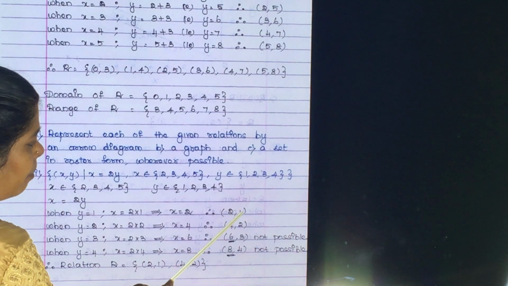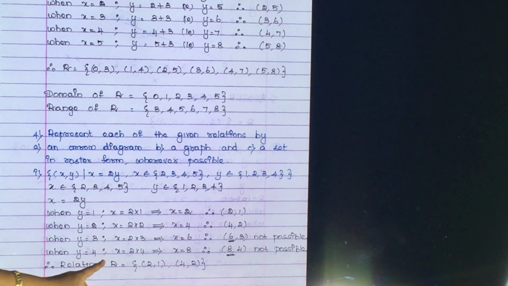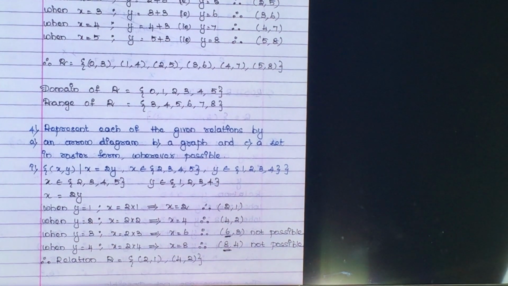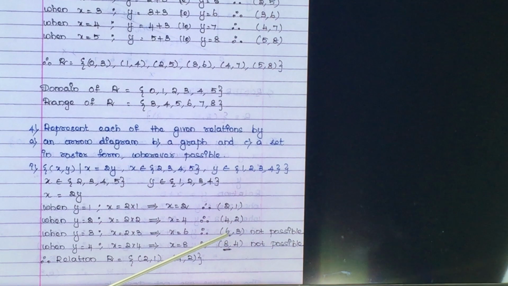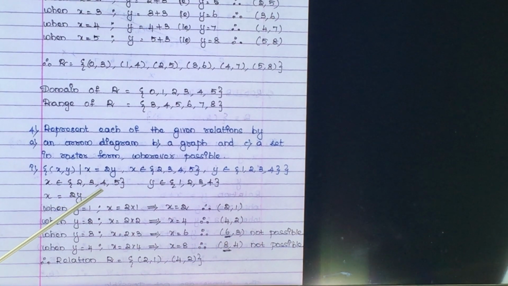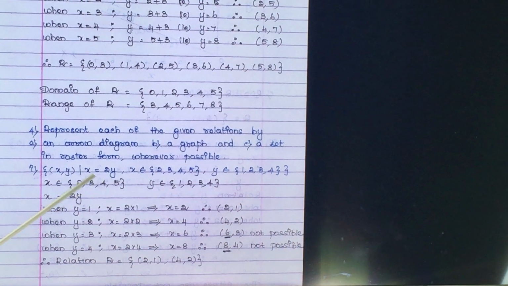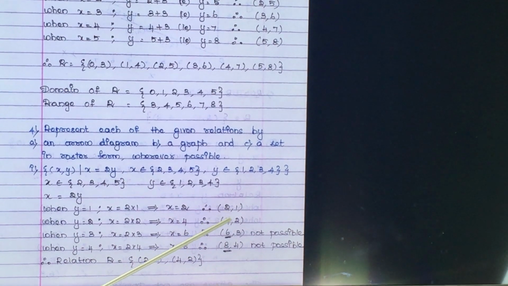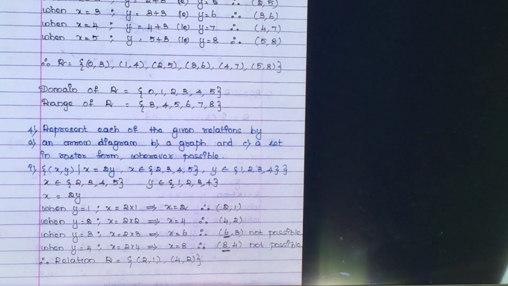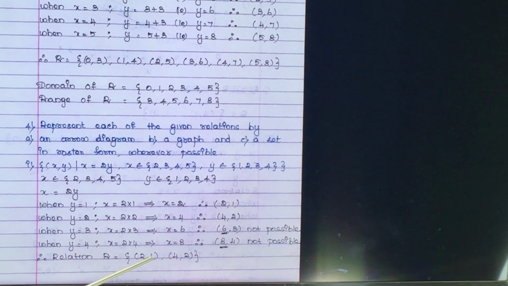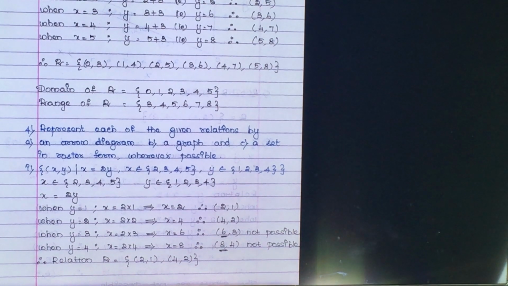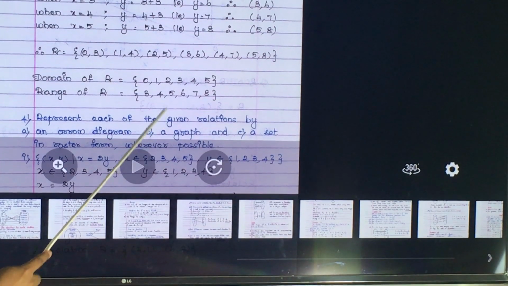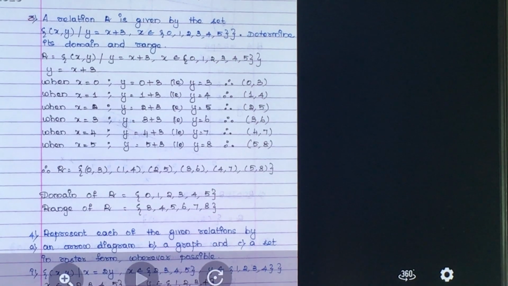What are they? 2 comma 1, 4 comma 2. So the relation R will be 2 comma 1 and 4 comma 2 alone. Please don't include these two, because 6 and 8 is not available in the given set, where x belongs to. So exclude these both and include only these two. This becomes your relation. So what is your relation here? 2 comma 1, 4 comma 2. Now we will see how to represent this relation in an arrow diagram, graph, and then in the roster form.